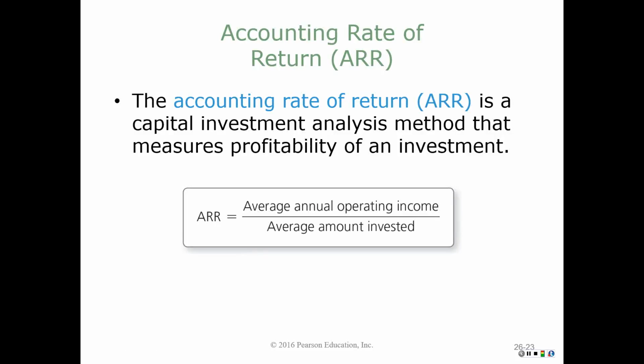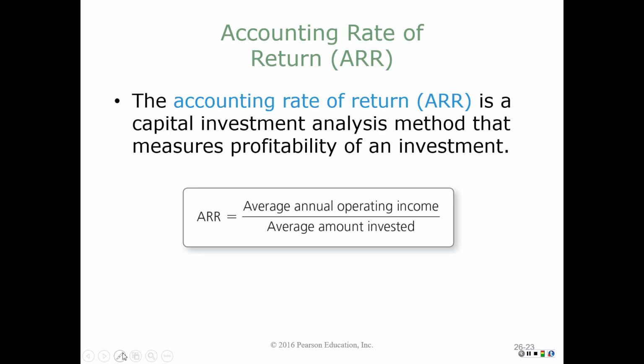Learning Objective 2 also discusses the accounting rate of return. So this is our second tool that we can use in analyzing capital investment decisions that, once again, does not utilize the present value assumptions. So when we're talking about the accounting rate of return, instead of the cash flows that we were looking at in the payback method, we're going to look at profitability. How profitable is this investment?